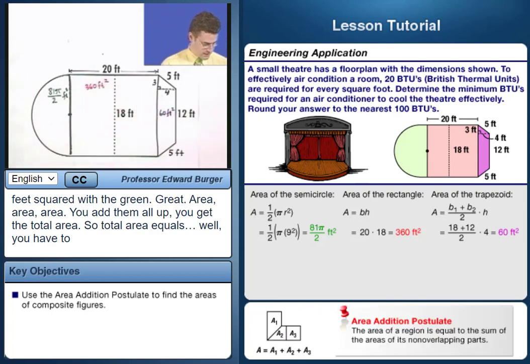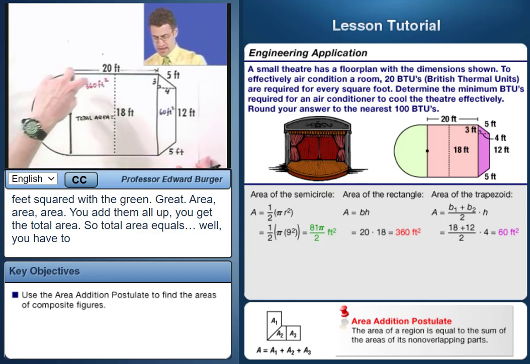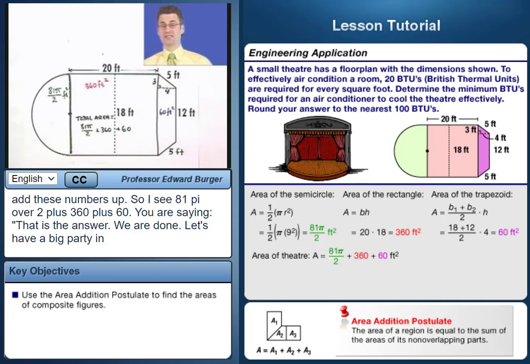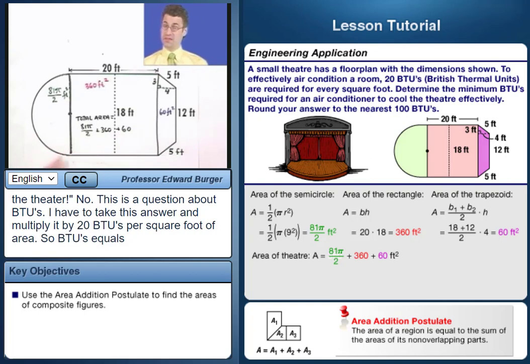So total area equals, well, you've got to add these numbers up: 81 pi over 2 plus 360 plus 60. All right, and you're saying, wow, that's the answer. We're done. Let's have a big party in the theater. No, this was a question about BTUs.